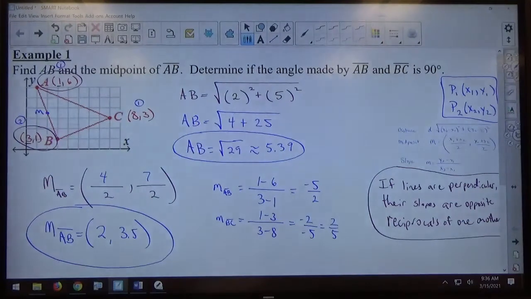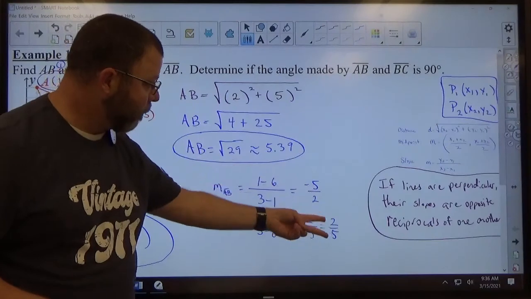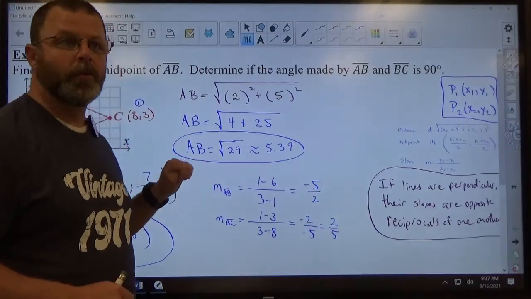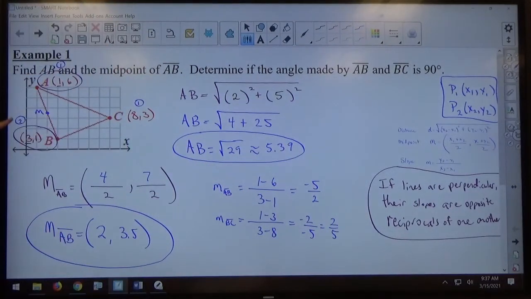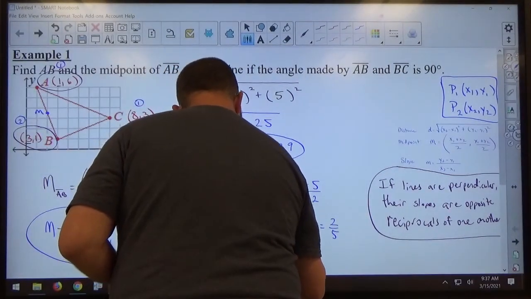Okay, so we take a look at the slopes. Negative 5 halves, positive 2/5. Opposite meaning different signs, reciprocals mean flip the fraction. So you can see that the signs are opposite. 5 halves flips to 2/5. Those are opposite reciprocals. So I know for a fact that AB and BC form a right angle. So the measure of angle B is 90 degrees.